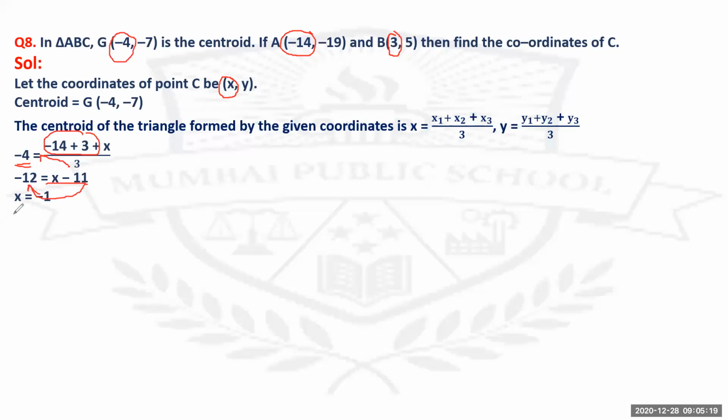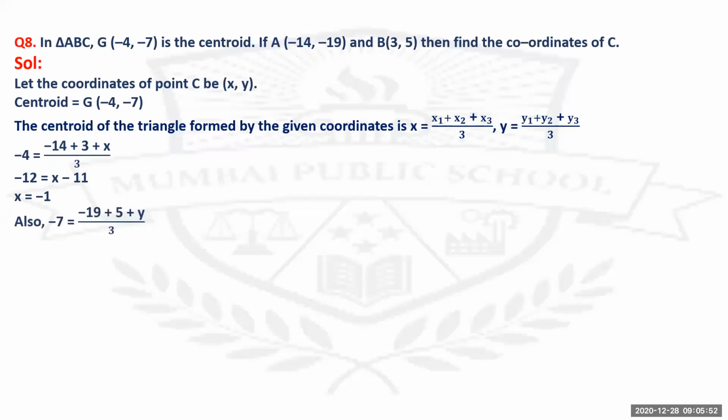So you're going to get x = -12 + 11. When you calculate, you get -1. So what is your answer? x = -1. Is this clear to all the students? So you have got the x coordinate.